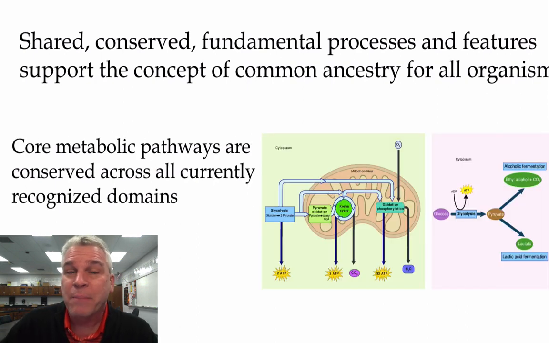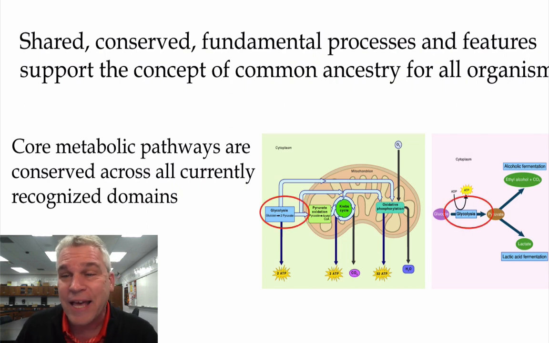The core metabolic pathways are conserved across all currently recognized domains. So for example, in the process of cell respiration, where we go through glycolysis, Krebs cycle, oxidative phosphorylation, all those things require enzymes. And those enzymes are pretty much the same in all species. Now what about species that don't have mitochondria? Well, they do have the process of glycolysis, just like we do, and the process works exactly the same way.